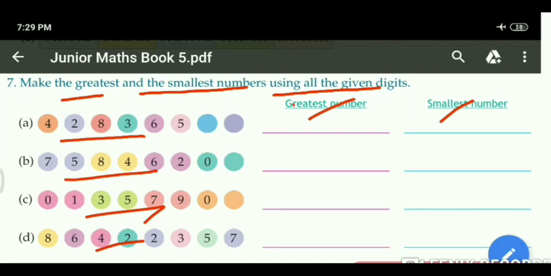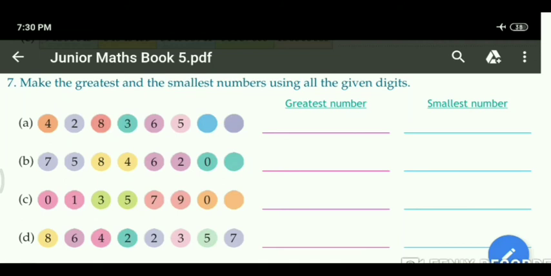Okay, so firstly, for making the greatest number, always remember: when we are making the greatest number, arrange the digits in descending order, and when we are making the smallest number, arrange the digits in ascending order, meaning smaller to bigger number. So as you can see, in the first part it is given 4, 2, 8, 3, 6 and 5.